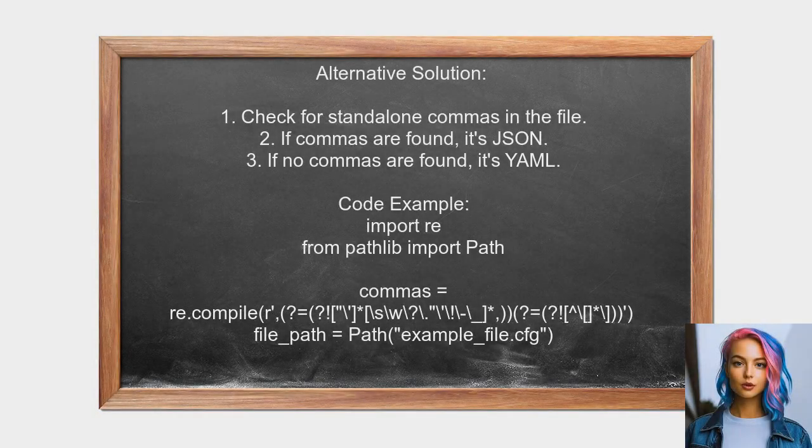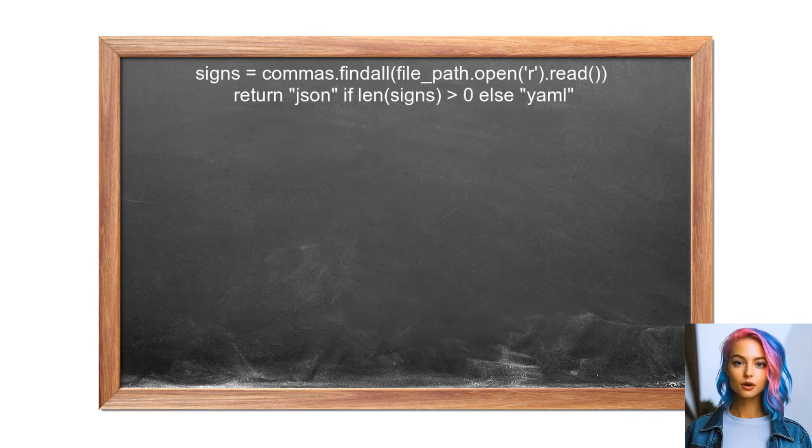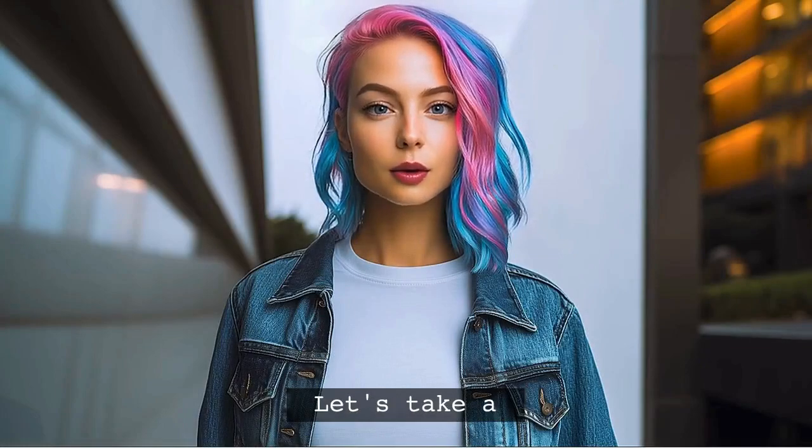An alternative approach shared by another user involves detecting whether a configuration file is in JSON or YAML format by looking for standalone commas. They suggest that if the file contains standalone commas, it indicates a JSON file, while the absence of commas suggests it's a YAML file. That's all on that answer. Let's take a look at another one.